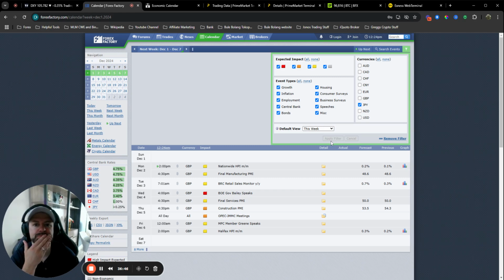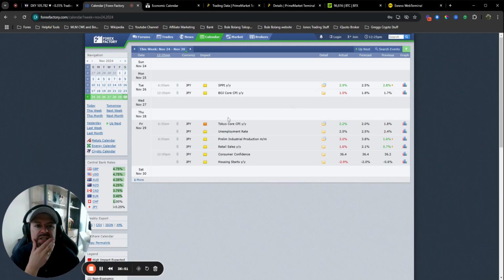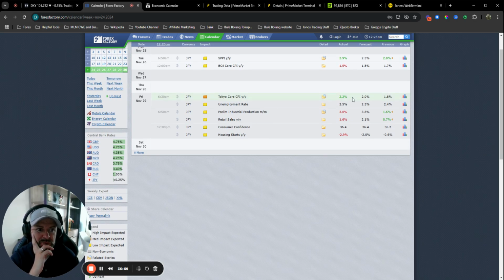Japan. SPPI year on year is up slightly. Bank of Japan core CPI year on year is down. Tokyo core CPI is up slightly, which is obviously good. Unemployment rate is up, which is not good. Prelim industrial production is up. Again, don't be fooled that it's red. They anticipated it to be 3.8, coming at 3, which is up from 1.6. Okay, so that's good. Retail sales year on year is up massively.